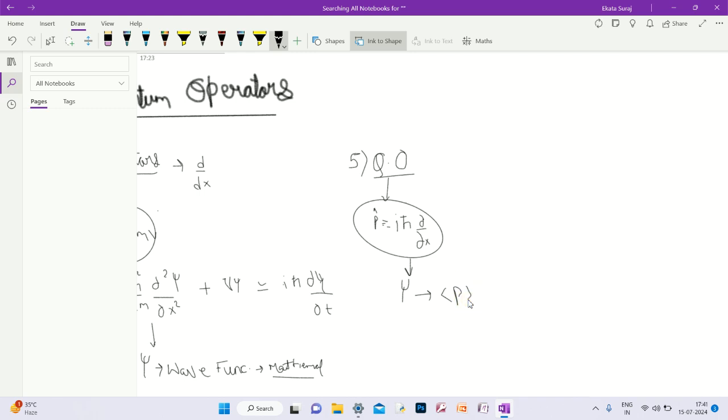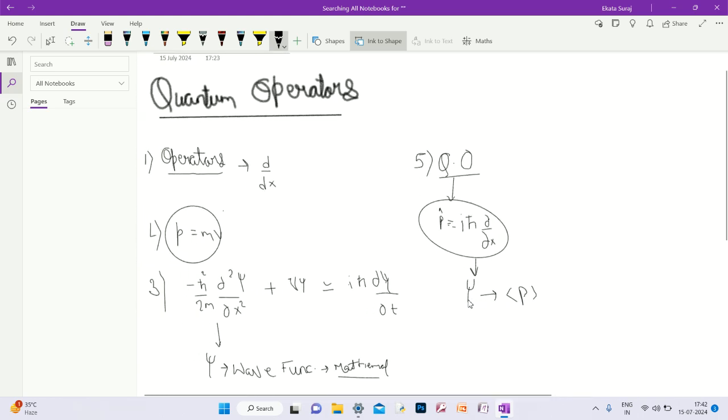Why have I written momentum in some sort of brackets? I will tell you about this in the next video. For the time being, this is the expectation value of momentum. What exactly are expectation values? Expectation values are generally the average of all the values, but in the next video I'm going to give a detailed explanation of this expectation value. For now, we are concentrating only on understanding the topic of quantum operators: when you apply this momentum operator to the wave function, what you get is the momentum.